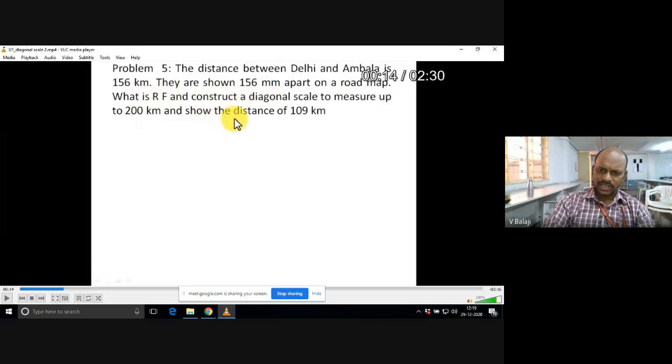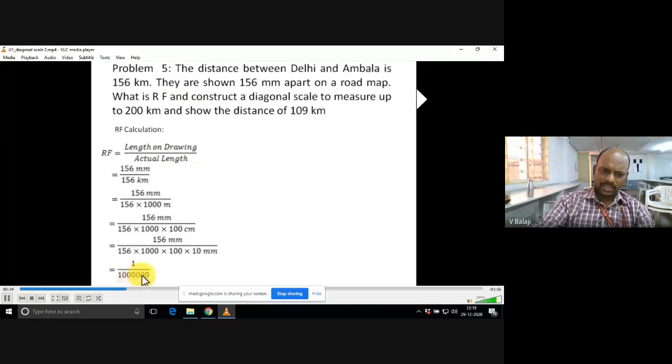Now you can easily calculate RF, right? Because it is the ratio between drawing size and actual size only. So 156 millimeter is the drawing size, 156 kilometer is the actual size. Here there is a length problem only. If it is an area problem, you need to take the square. The rest of the problem is the same.